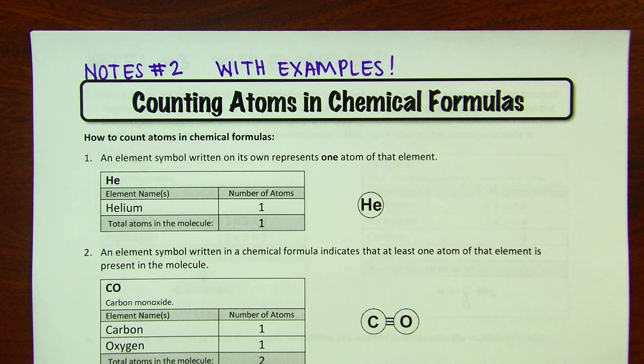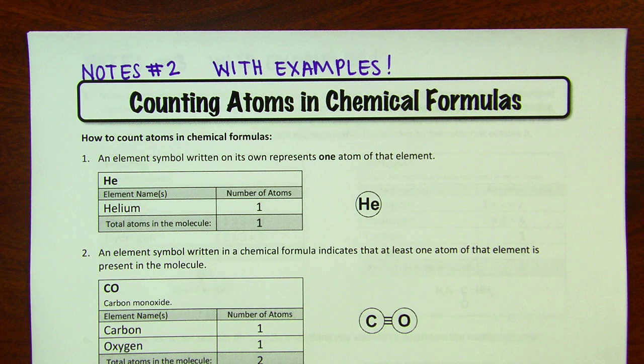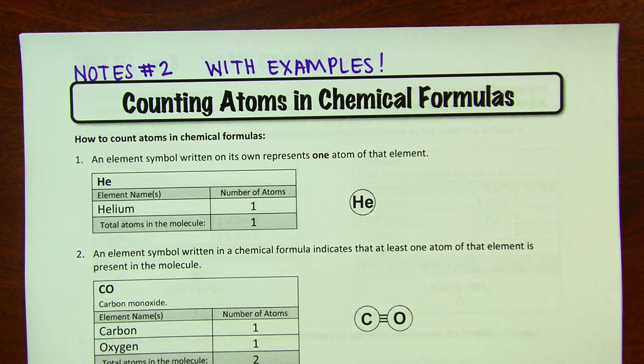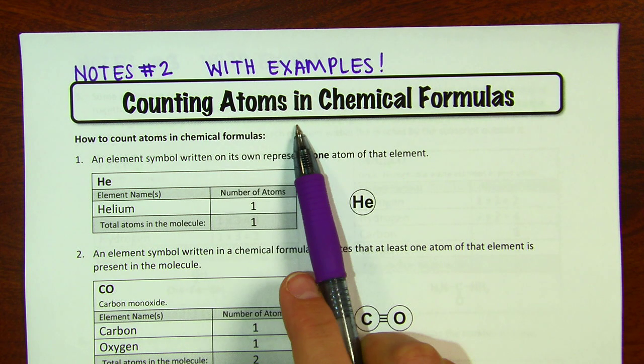Hello everyone. Today we are starting our last unit of the quarter, and you'll probably be glad to hear this. This is our easiest unit of the quarter. So we're going to dive right in. This unit is called Counting Atoms in a Chemical Formula.